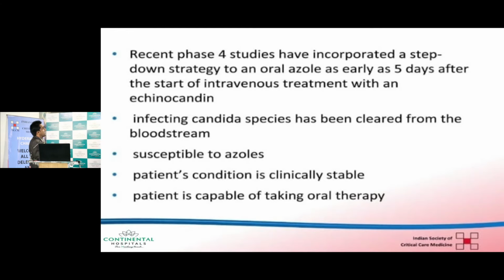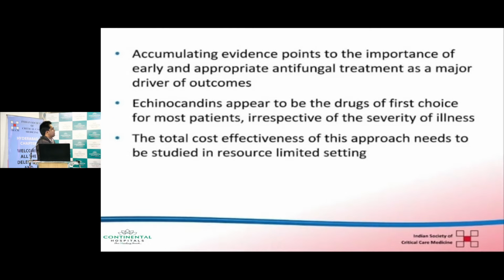Recent phase 4 studies have incorporated a step-down strategy to an oral azole as early as 5 days after the start of intravenous treatment with an echinocandin, provided the infecting Candida has been cleared from the bloodstream, the Candida is susceptible to azoles, the patient is clinically stable, and the patient is capable of taking oral therapy. Accumulating evidence points to the importance of early and appropriate antifungal treatment as a major driver of outcomes. So echinocandins appear to be the drug of first choice for most patients, irrespective of the severity of the illness.